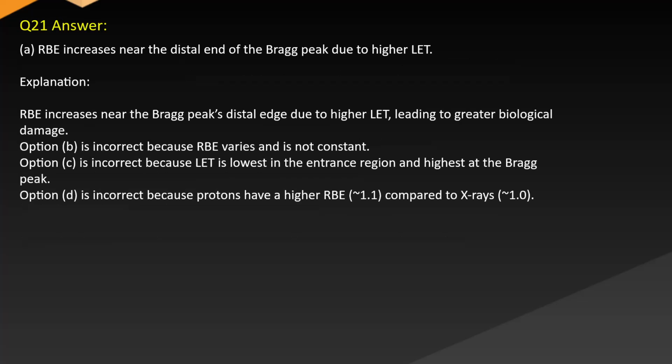Answer: A. RBE increases near the distal end of the Bragg peak due to higher LET. Explanation: RBE increases near the Bragg peak's distal edge due to higher LET, leading to greater biological damage. Option B is incorrect because RBE varies and is not constant. Option C is incorrect because LET is lowest in the entrance region and highest at the Bragg peak. Option D is incorrect because protons have an RBE of 1.1 compared to X-rays at 1.0.